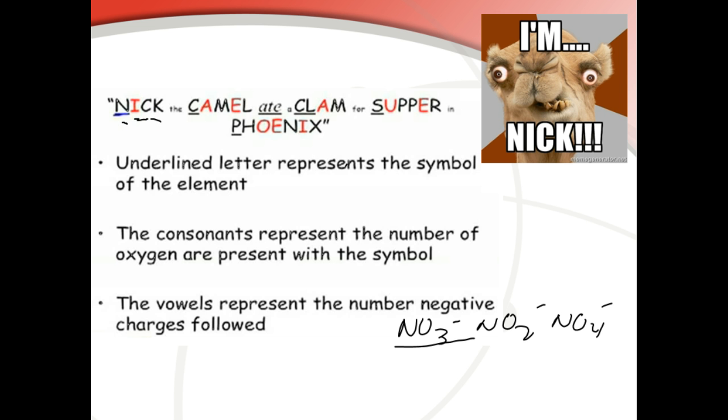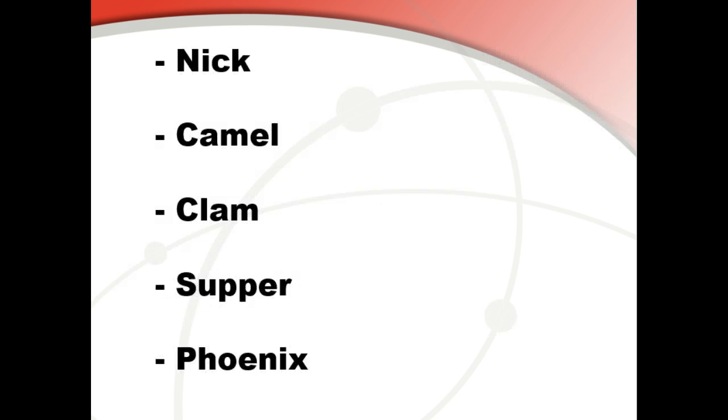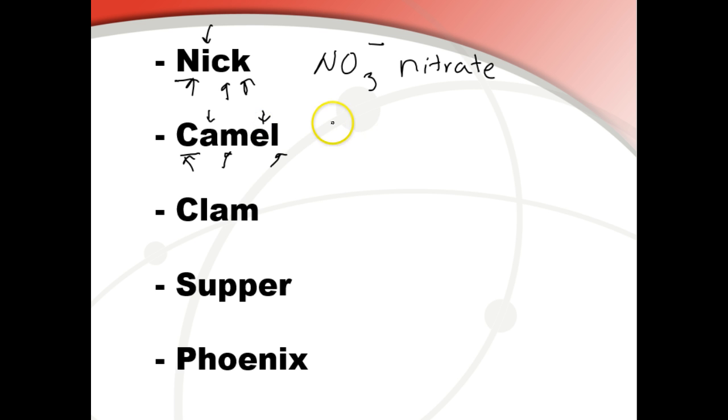So let's break this down and talk about each one. The first one is Nick, nitrogen. We've got 1, 2, 3 consonants, NO3, and 1 vowel, and so that's NO3 minus. Each of these are negative, and remember these are all the ATE endings, so this is nitrate. Camel stands for carbon, we've got 1, 2, 3 consonants again, and 2 vowels, so we've got CO3 2 minus, and that's carbonate. Again, ATE ending.